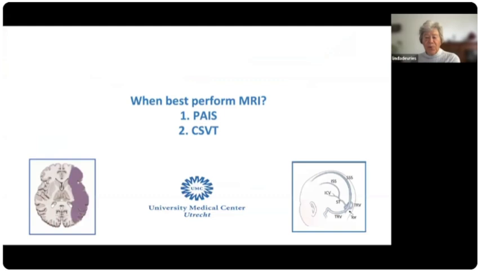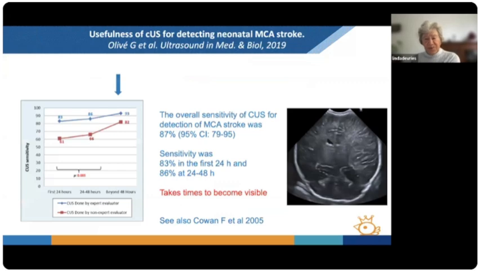So when best to perform an MRI in children with stroke, either arterial ischemic stroke or sinovenous thrombosis? Ultrasound is good, and I really like it. I always do it. But for the stroke, you need to be patient. And if a baby comes in with seizure and you really want to know why the baby is seizing, then very often you don't have the patience to wait for the echogenicity to become apparent after the first 48 hours or so. This is a very big stroke.